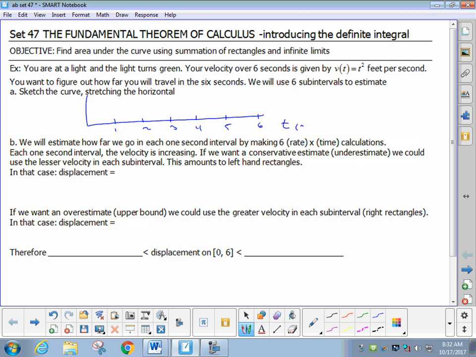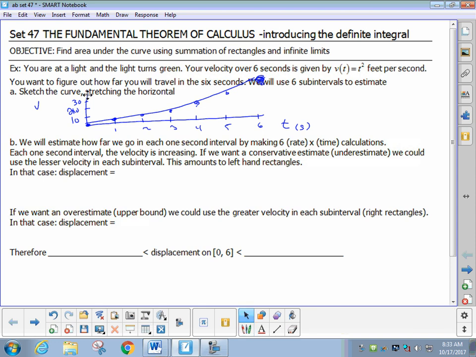1, 2, 3, 4, 5, 6. That's time in seconds. And we're going to need to go up to a velocity of 36 by the end. So let's go something like 10, 20, 30, and 40 is up there too. The curve then would look something like 0, 1, 4, 9, 16, 25, and 36. Like that. In essence, a parabola, but again, my scale is making it look like it's still going. But it's important in order to draw rectangles here.